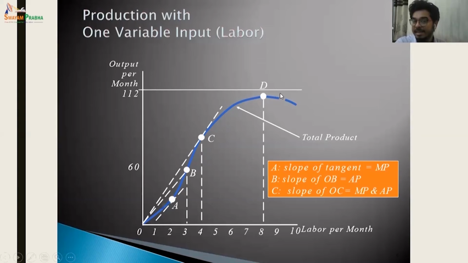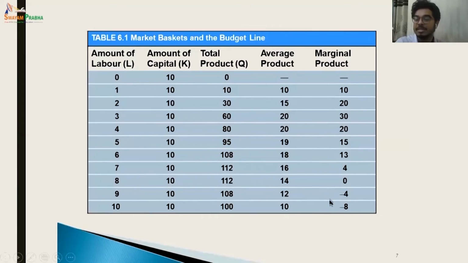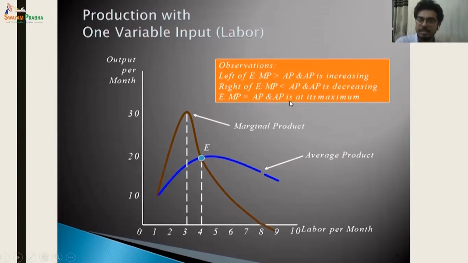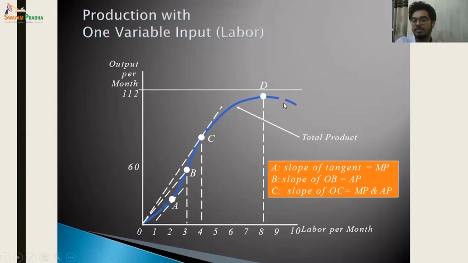And after 8, 9, and 10, it has fallen, because you can see marginal product has also declined and gone to negative, -4 and -8. So with the 9th and 10th labor, instead of increasing my output, the output has actually fallen, started reducing. So with production with one variable input, we can state that the output first increases at an increasing rate, then increases at a decreasing rate, reaches a maximum, and then starts falling.